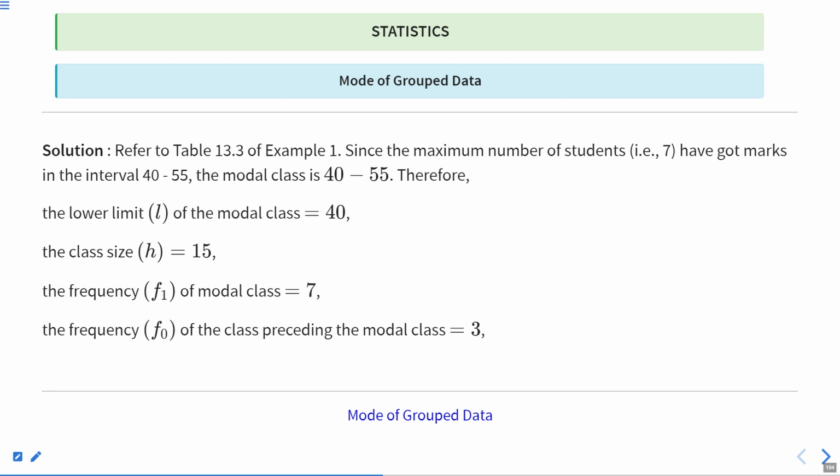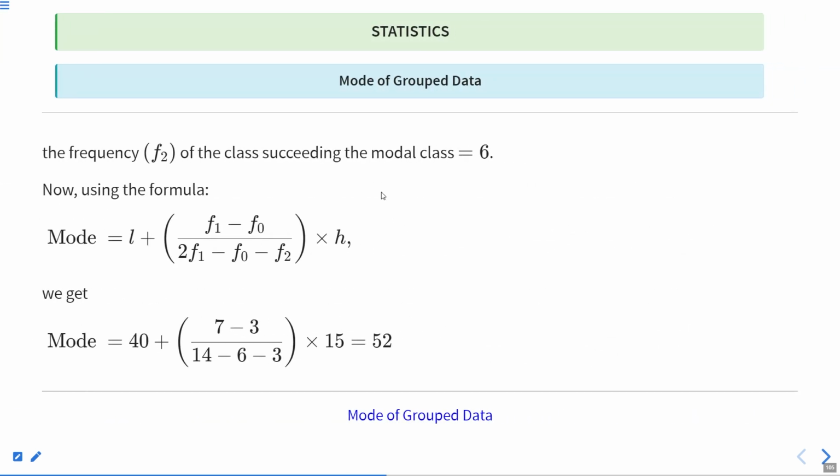Since the maximum number of students, that is 7, have got marks in the interval 40 to 55, the modal class is 40 to 55. Therefore the lower limit l of the modal class is 40, the class size h is 15, the frequency f1 of the modal class is 7, the frequency f0 of the preceding class is 3, and the frequency f2 of the succeeding class is 6.